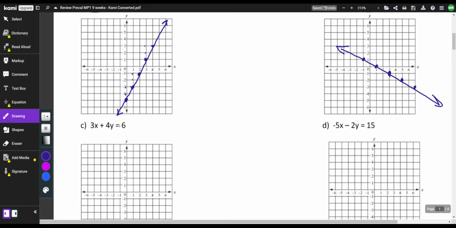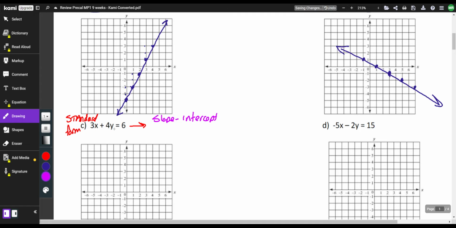Now these, you can't really graph them straight away from the standard form. What they want you to know from this is how to convert this standard form to the point-slope form or the slope-intercept form. I think the easiest is slope-intercept. That'll allow us to graph straight away.